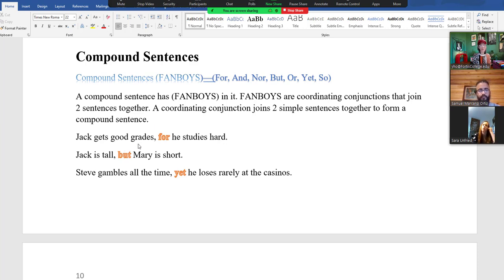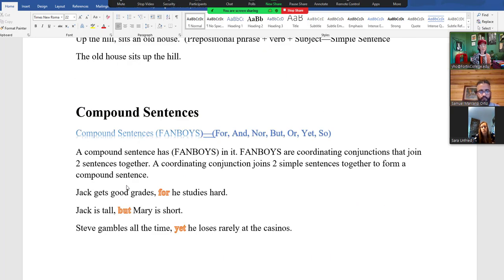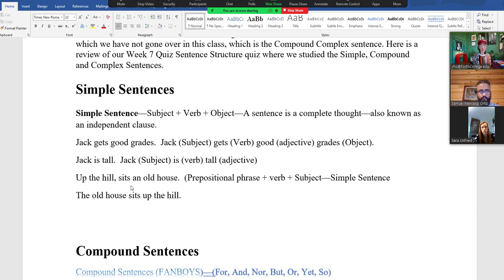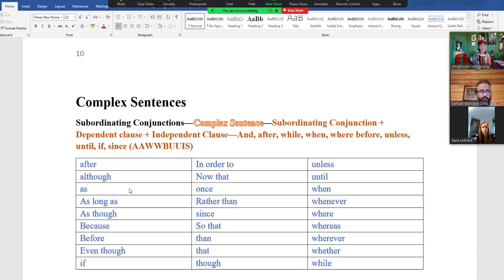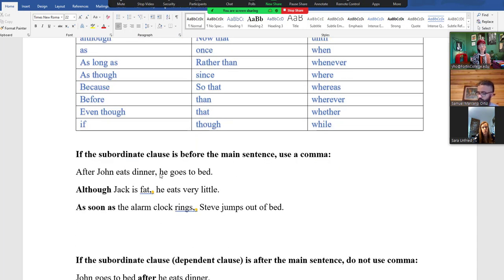So because is a subordinating conjunction. So you have different kinds of sentences mixed in your essay. You can have some simple sentences, some compound sentences, and some complex sentences. And then if you Google yourself subordinating conjunctions, you can also use or create your own complex sentences.